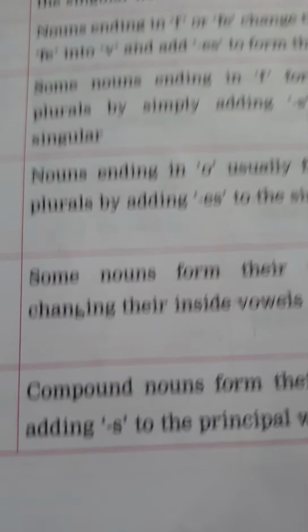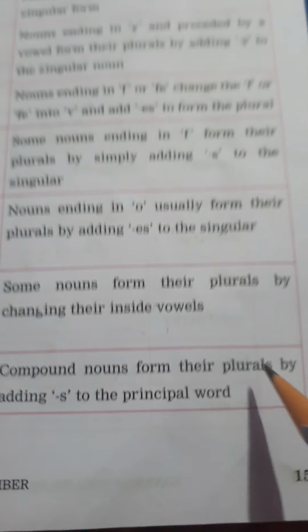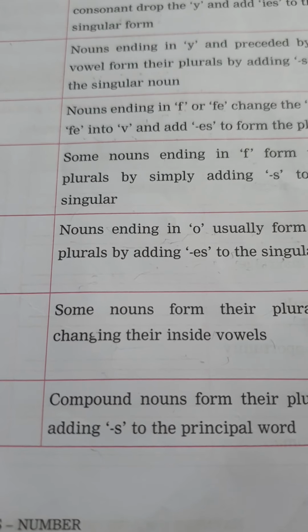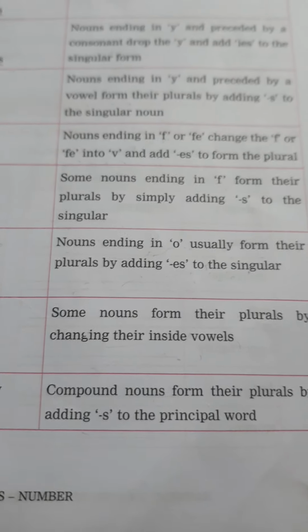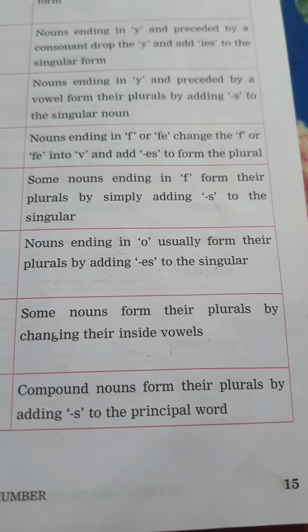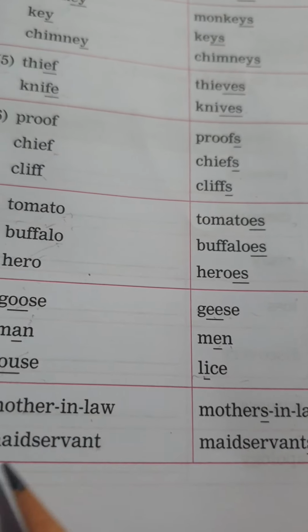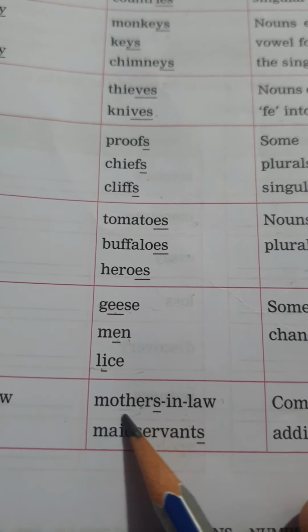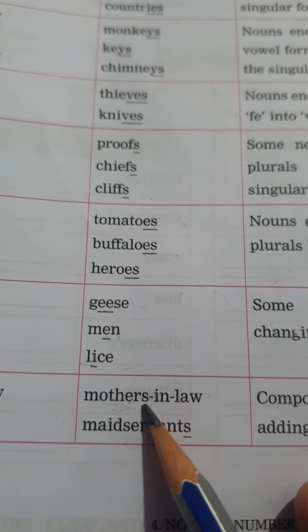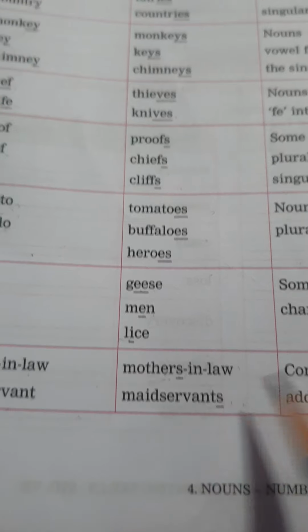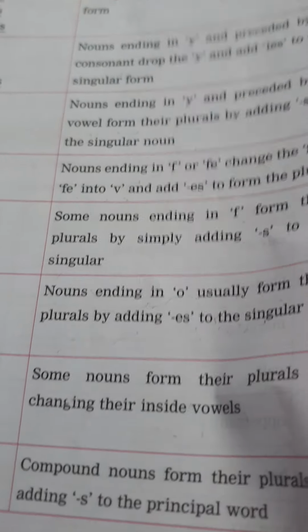Okay, now next one, compound nouns form their plurals by adding s to the principal word. Now there are compound nouns, that is compound words, two words. So that is known as compound word. Compound nouns form their plurals by adding s to the principal word, means we have to add s to the principal word. Let us see what is that. See, mother-in-law and maidservant. Now see, your answer for mother-in-law is mothers-in-law. So mother is the principal word, so here we have to put s. Okay, now here maidservant, so maidservants, s. Understood? Come to page number 16.